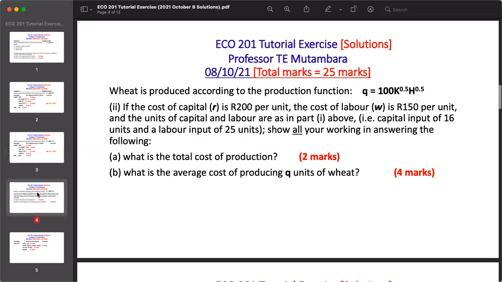Next one. Wheat is produced according to the following production function. Q, well, it's still the same, right? So this is what you're given. You can see the questions, just note that you are aware of what's being given to you: the cost of capital, the cost of labor, and the units of capital and labor, as they are, 16 and 25 respectively. Show your workings. What is the total cost of production, and what is the average cost of producing Q units of wheat?